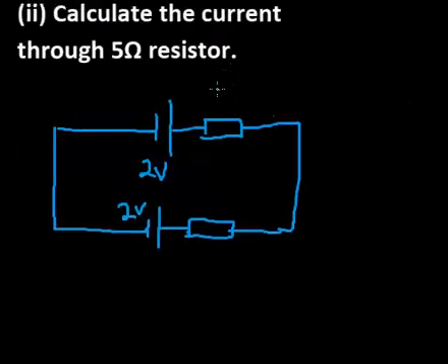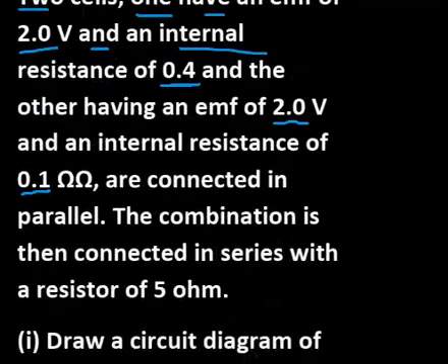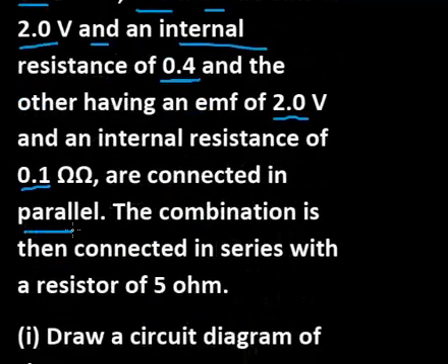So this 0.4 ohm, and the other one internal resistance. Remember, internal resistance you just draw beside, in series with the cell. So I've done that. Now let's continue with the question. They are connected in parallel. The combination is then connected in series with a resistor of 5 ohm.